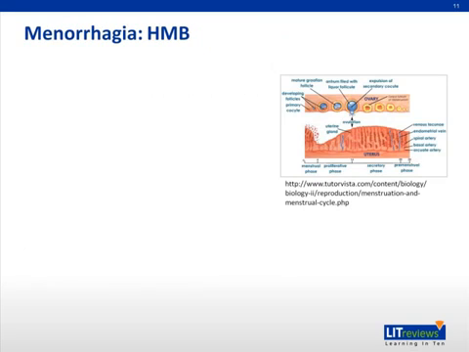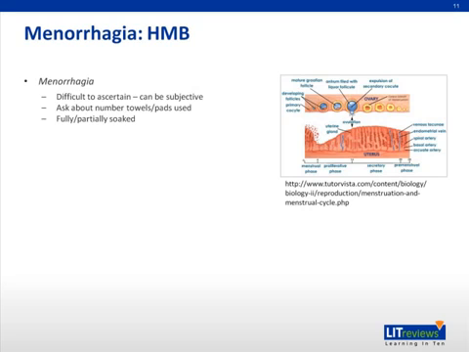So, let's talk about obtaining a detailed history for heavy menstrual bleeding or menorrhagia. It is very difficult to ascertain and can be subjective. However, it's impractical to try to ascertain it objectively, as this would mean collecting menstrual material. Therefore, we have to ask in detail about the number of towels or pads used, whether they were fully or partially soaked. We also need to ask whether the blood clots were small or large, and how frequently they were passed.